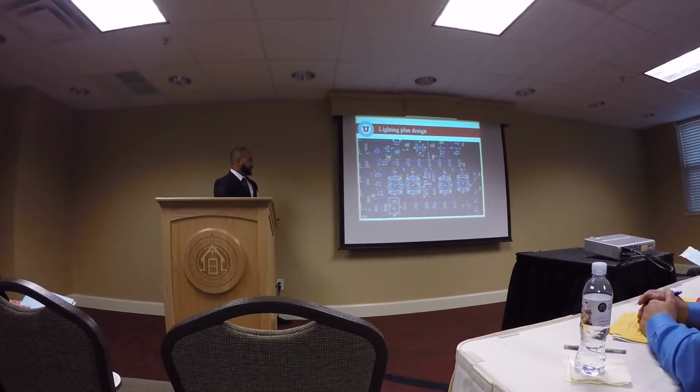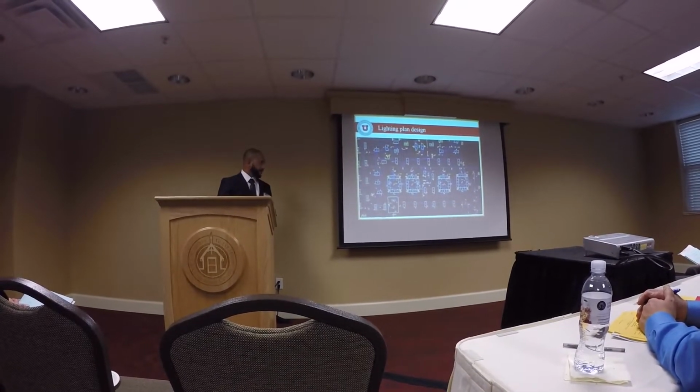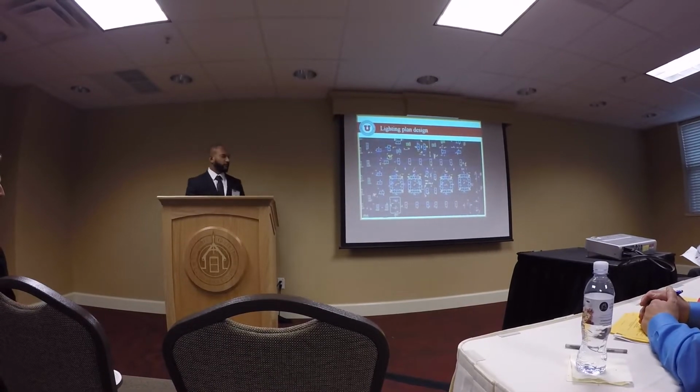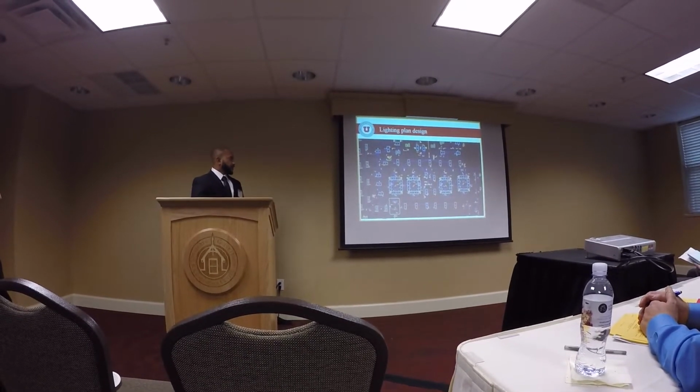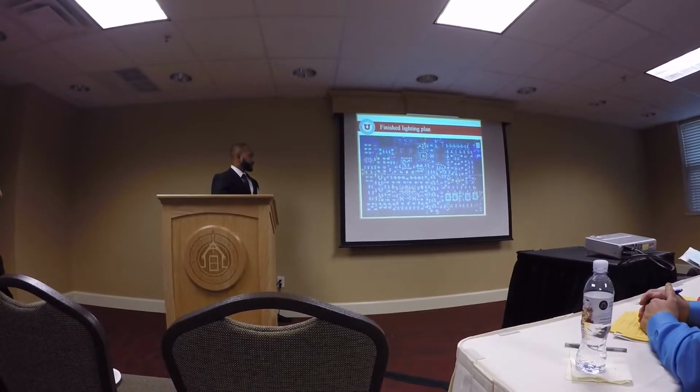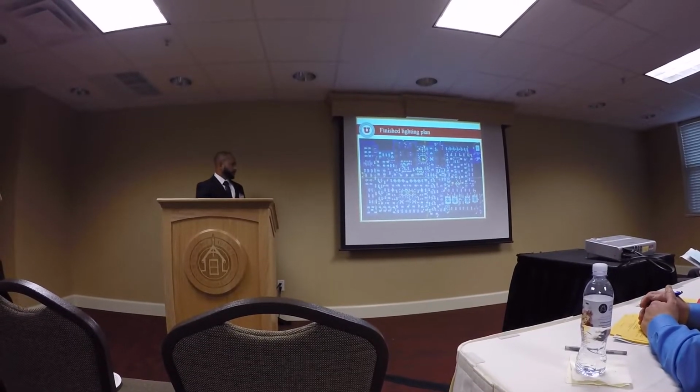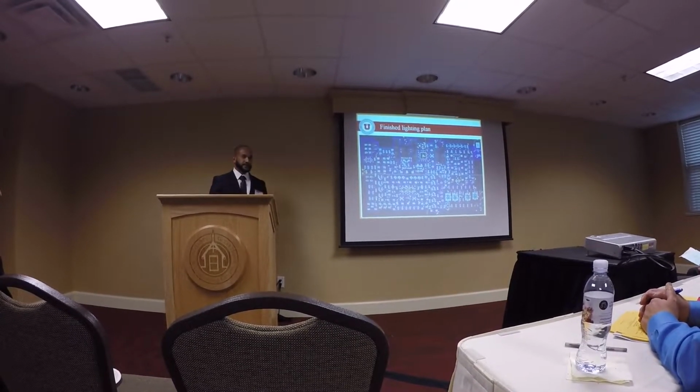The red here is the emergency battery pack that we use, with lithium-ion batteries. This is the finished lighting plan that I did. As you can see, I still have the 4 quadrants here.